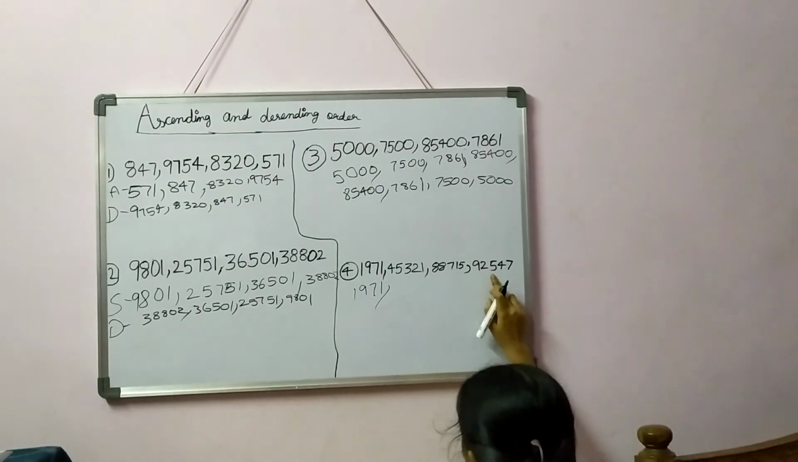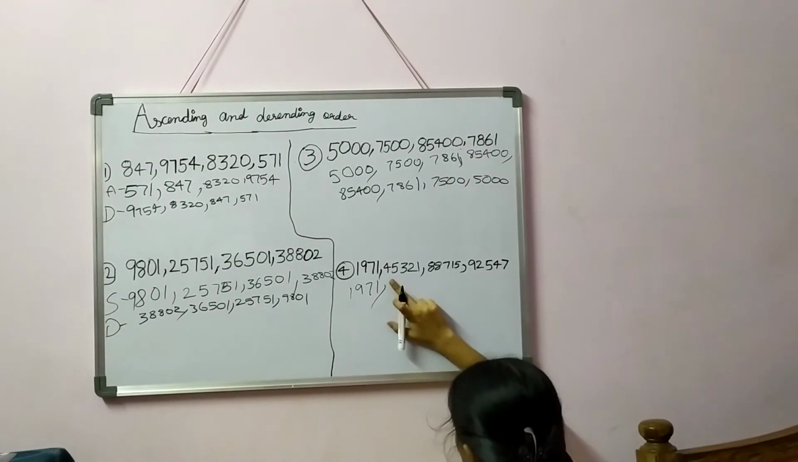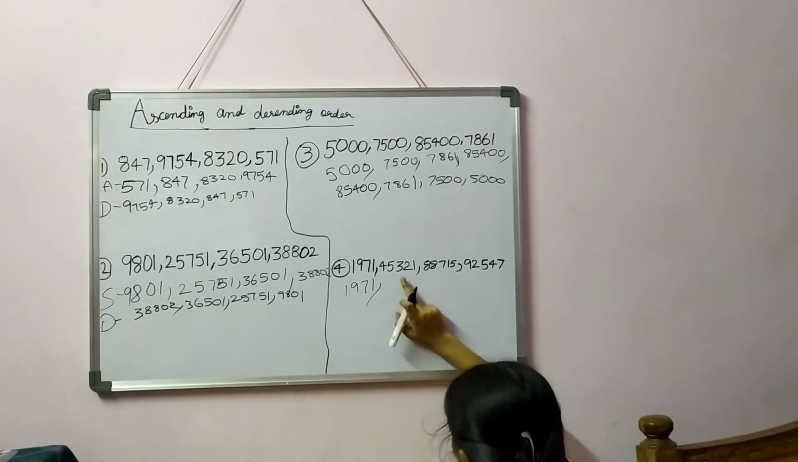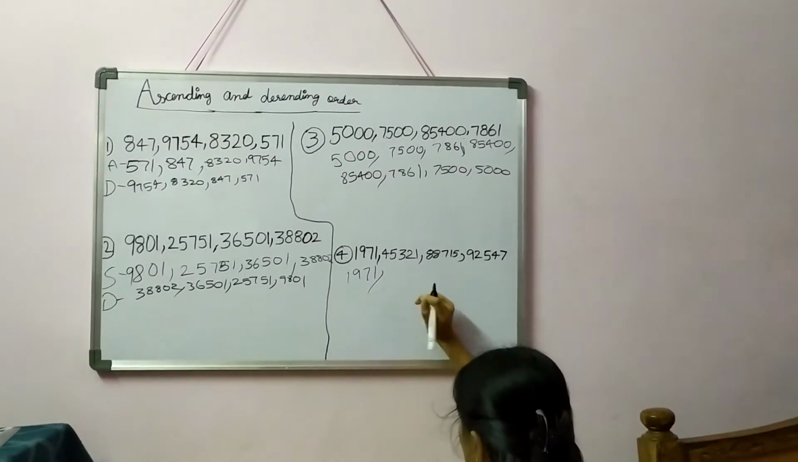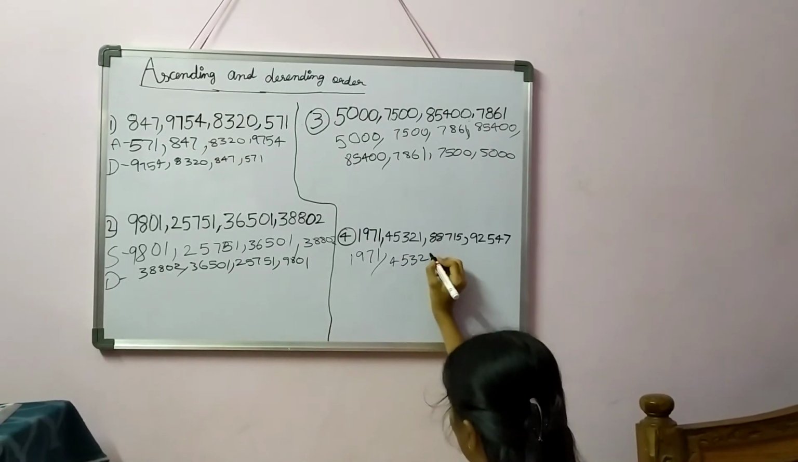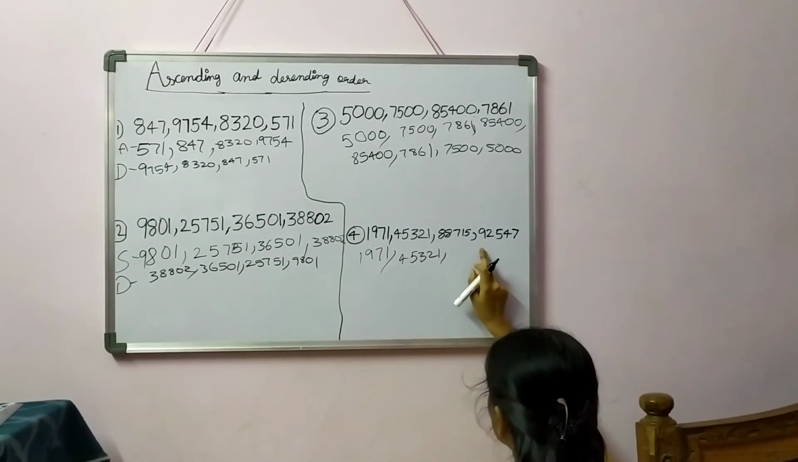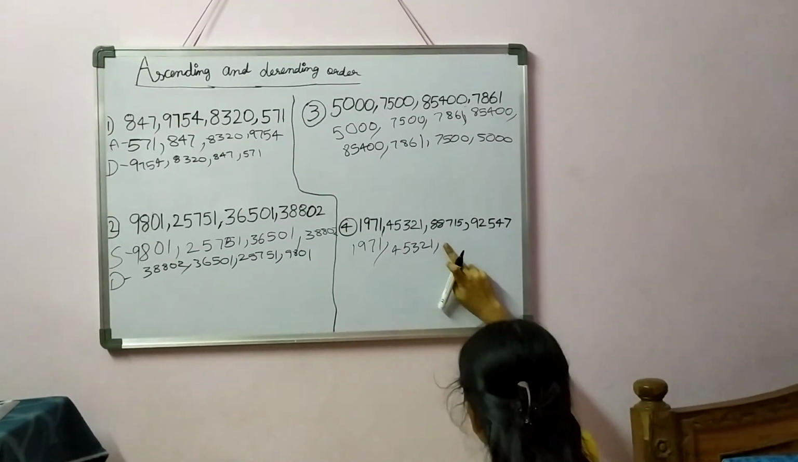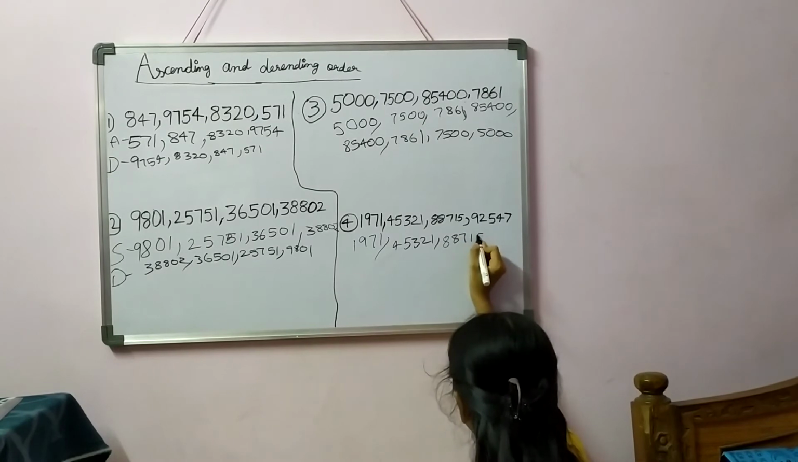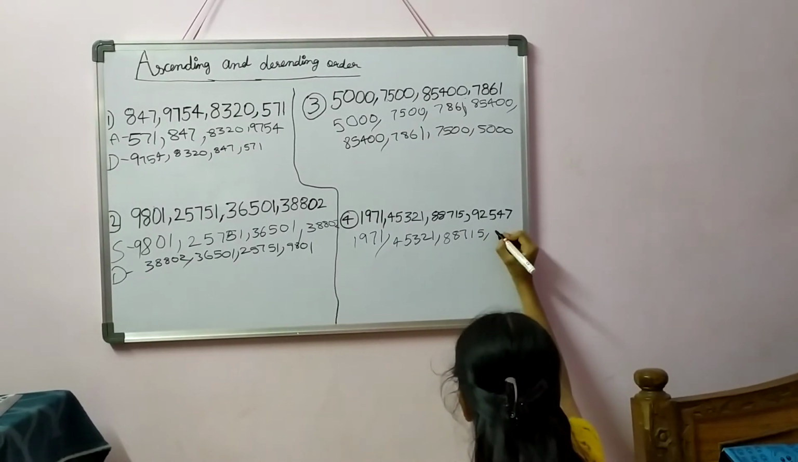Again, we should go to the 10,000s. Now, which is the smallest? 4, 8 and 9 are the digits. They are not the same. So which is the smallest number? This one. So again, 45,321. Next, which is again the smallest number? 8 or 9? 8. So 8, 8, 7, 1, 5.